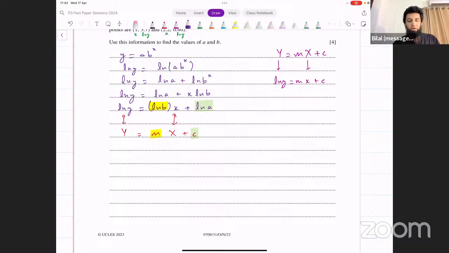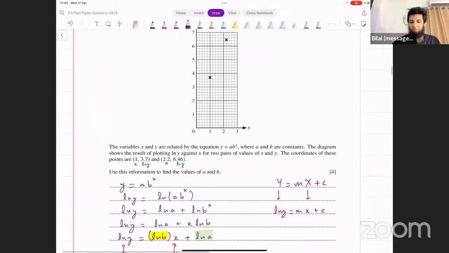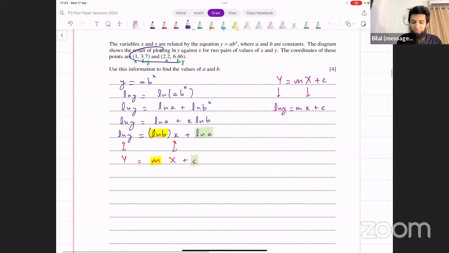Now we can find the gradient of this graph. Put that equal to ln b. That's going to give us the value of b. And then we can find the vertical intercept of this graph. We could do that by sketching this. That's one possibility. Or we could do it by calculation as well, because we've got these 2 points given. We could find the value of c and then equate that to ln of a.